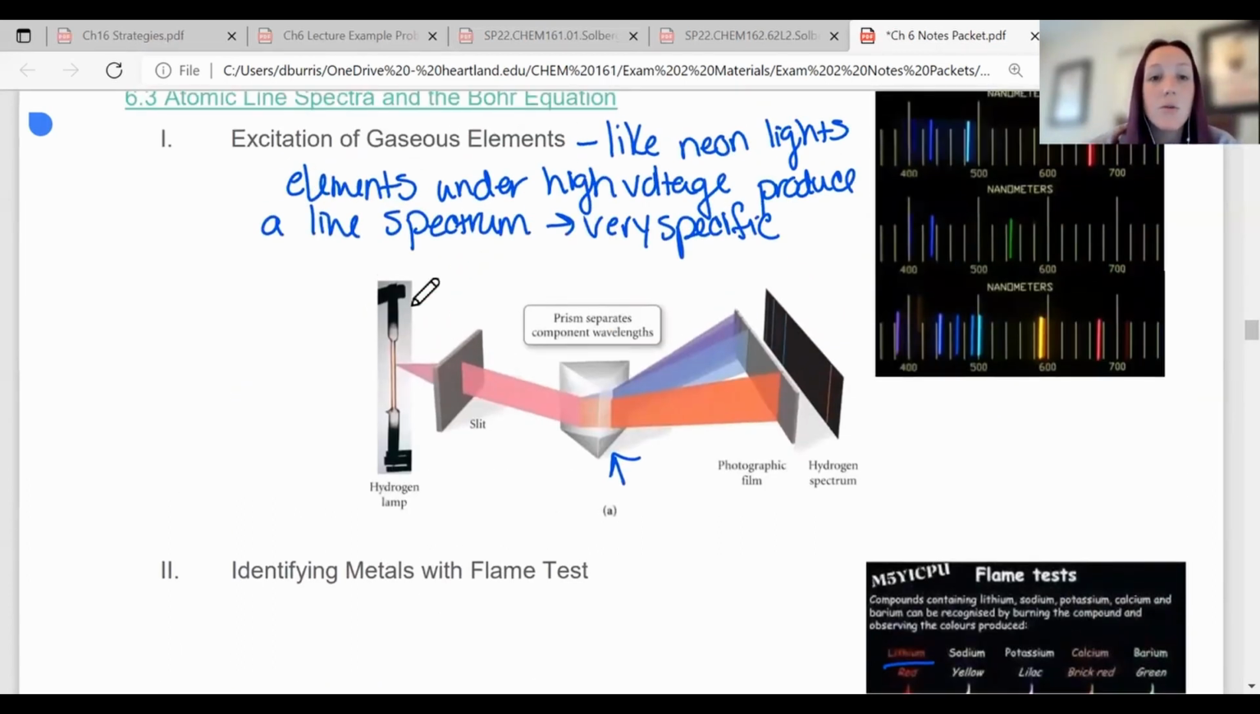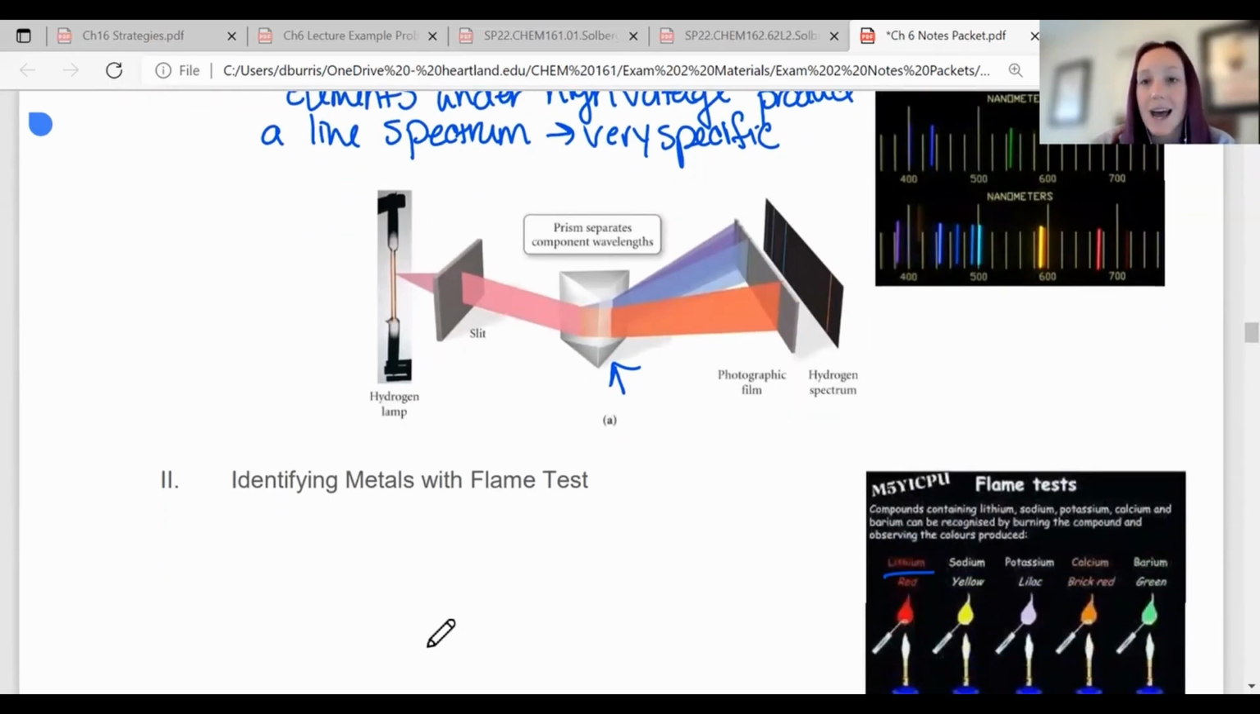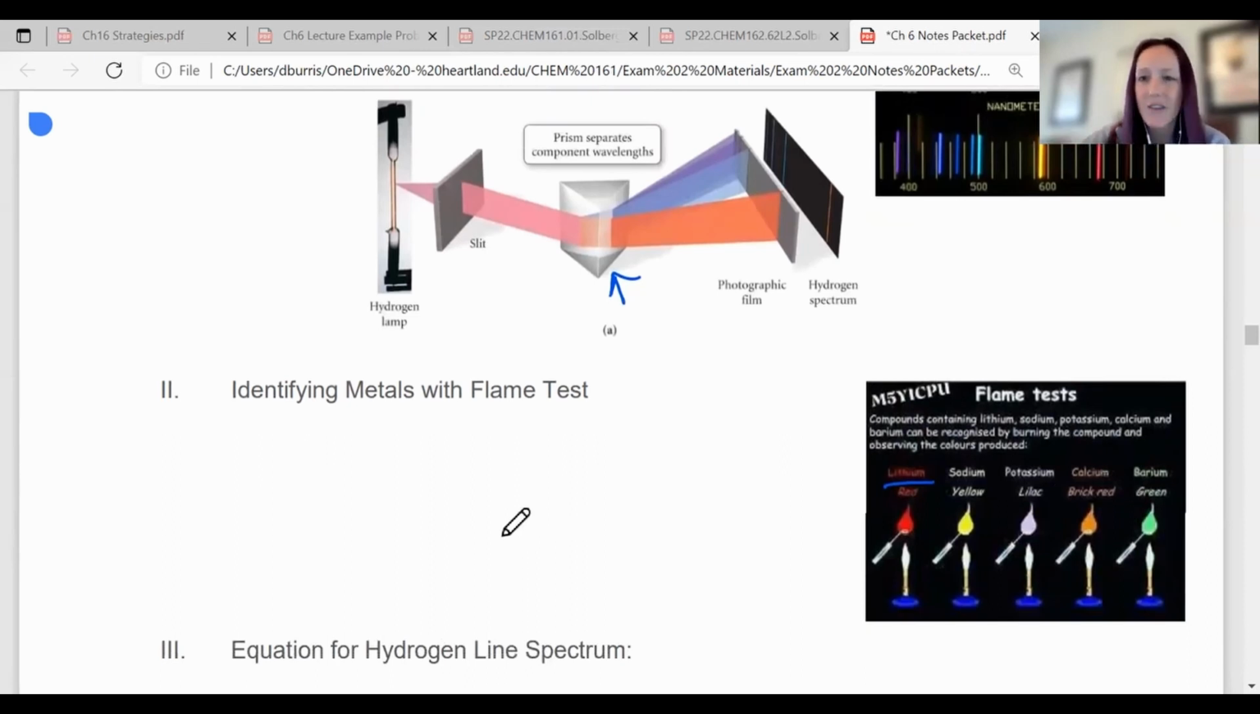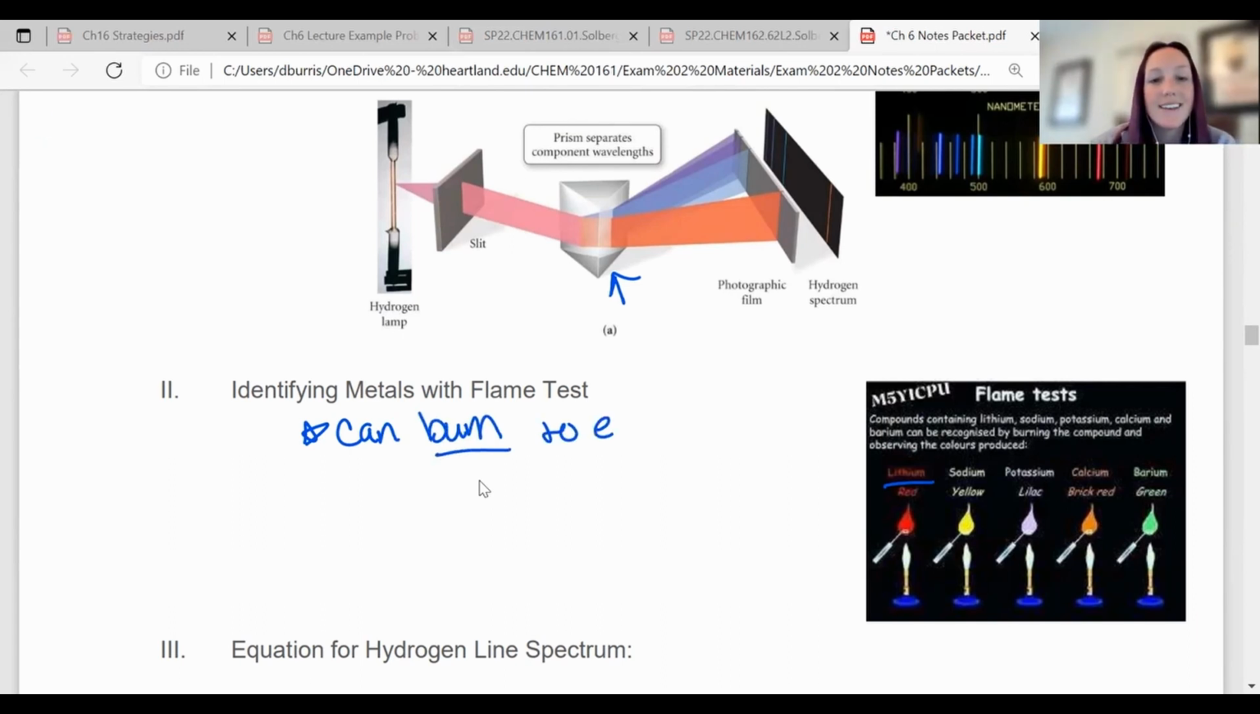So up here, we were putting them under high voltage. Down here, we're putting them in high temperature. Okay, so it just has to have a lot of energy put in and they become what's called excited. Instead of putting under high voltage, to excite, what we're doing is called exciting the electrons, and I abbreviate my electrons like that. And then we can identify some elements.